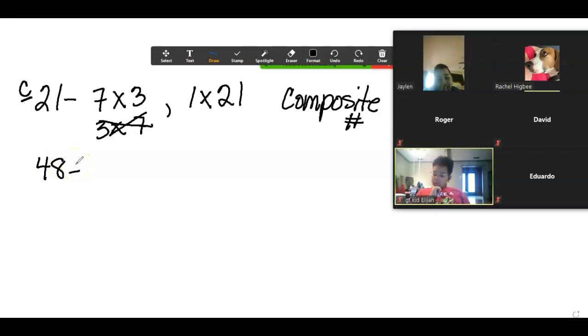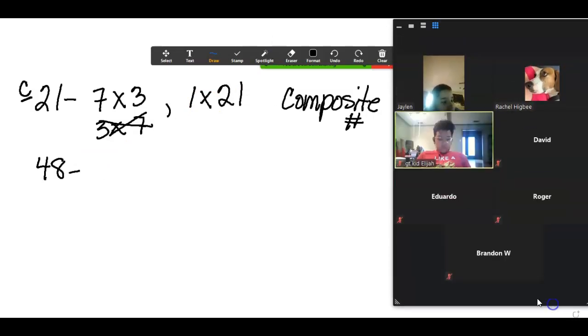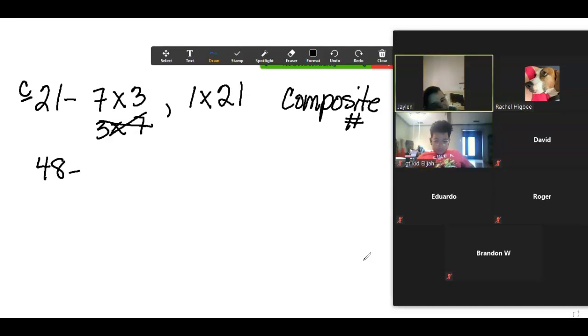All right, so now let's think about the number 48. Do we think 48 is going to be a prime or a composite number? Jalen, what do you think? Is it going to be prime or composite? Why do you think prime?